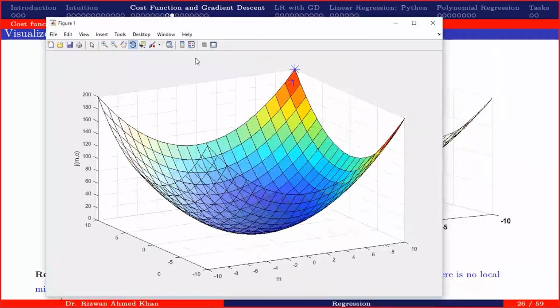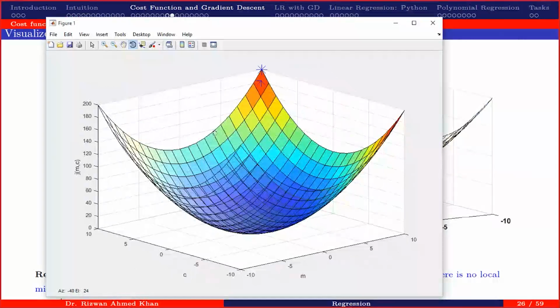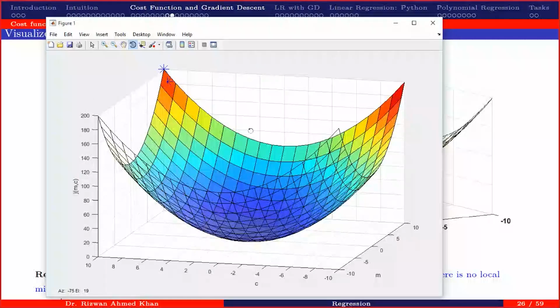Is this window visible to you guys? Yes sir. Right.